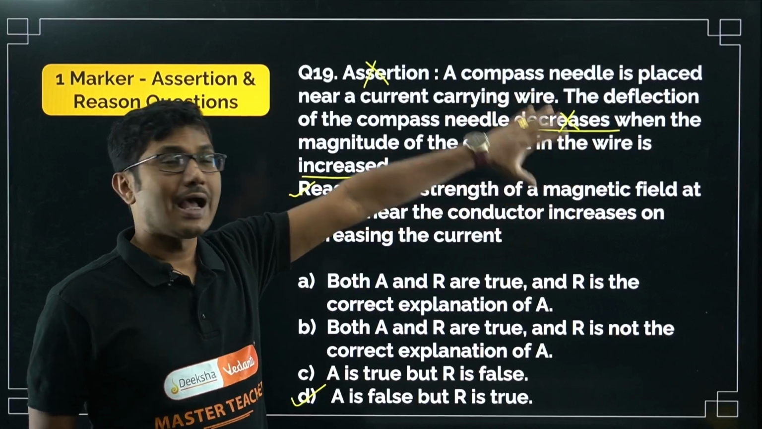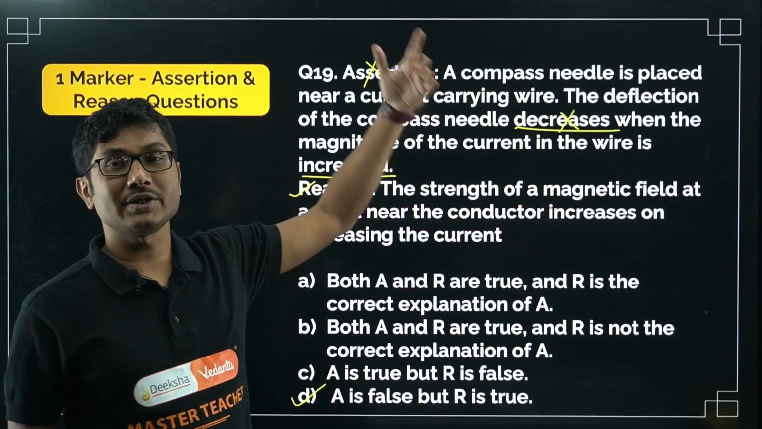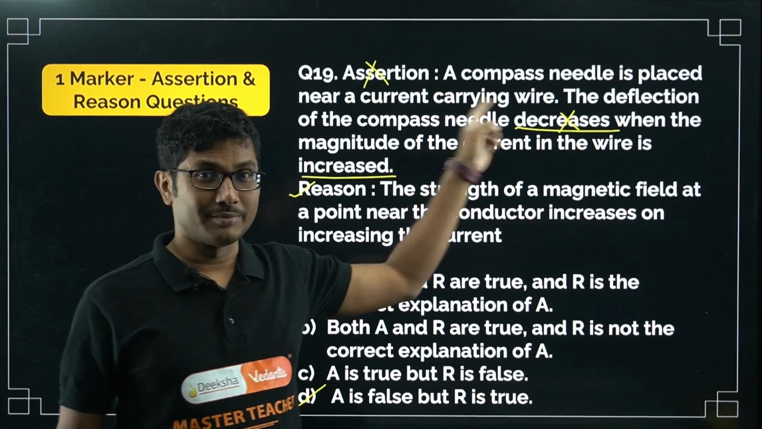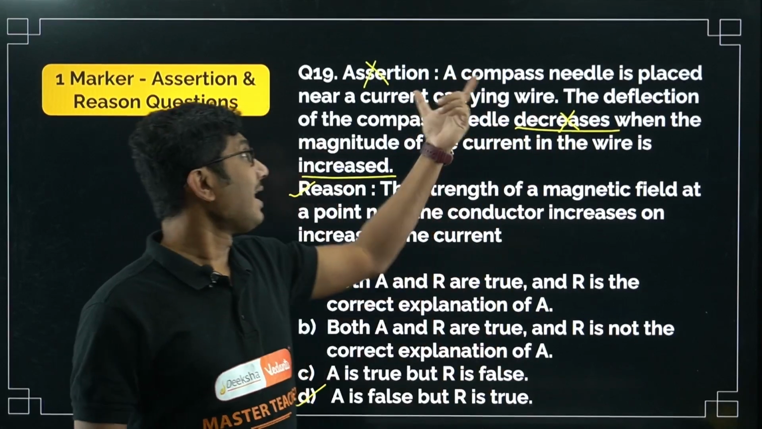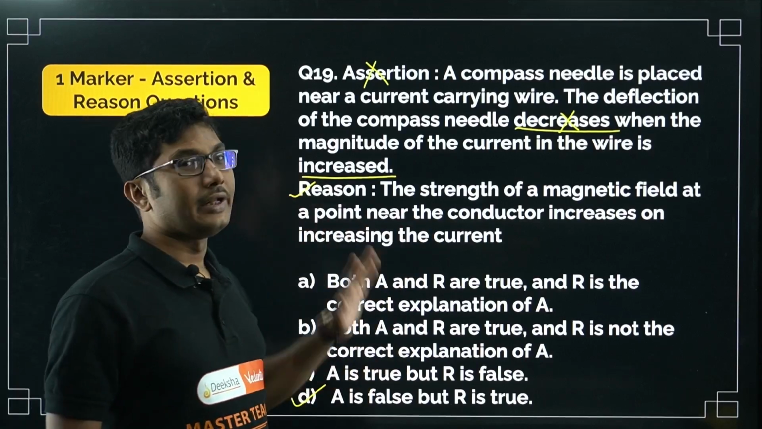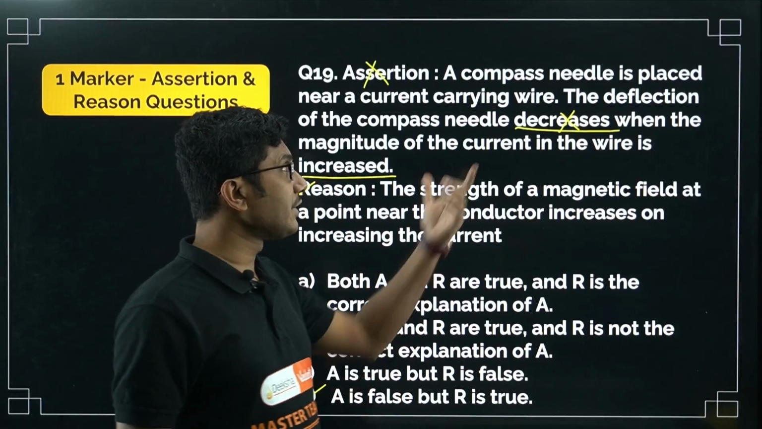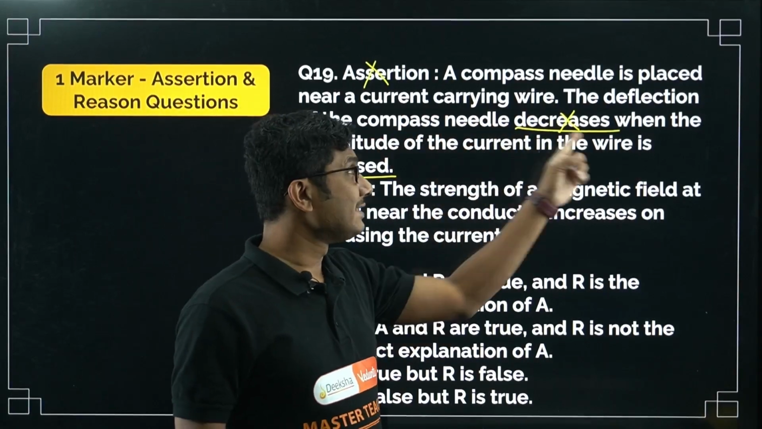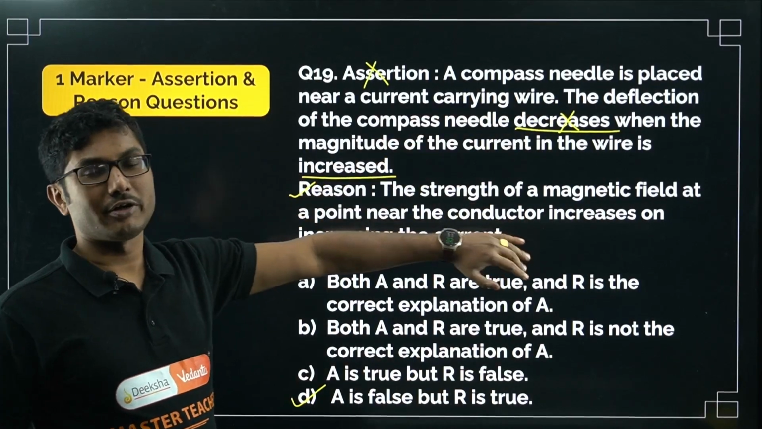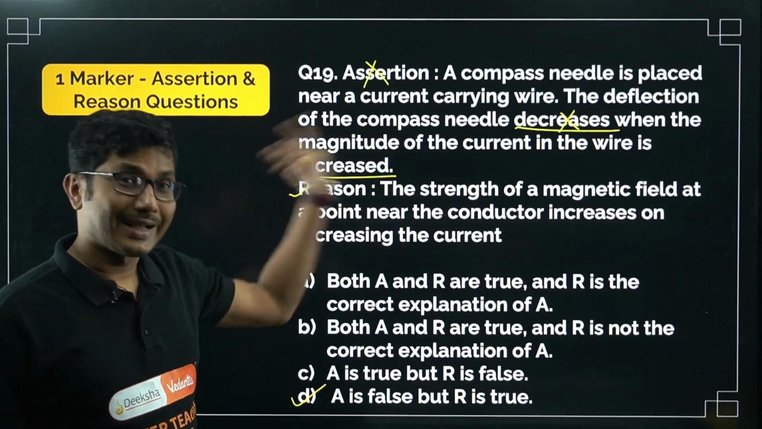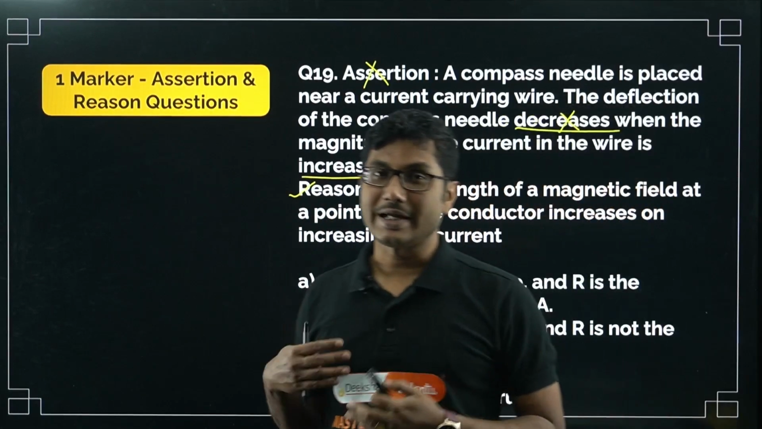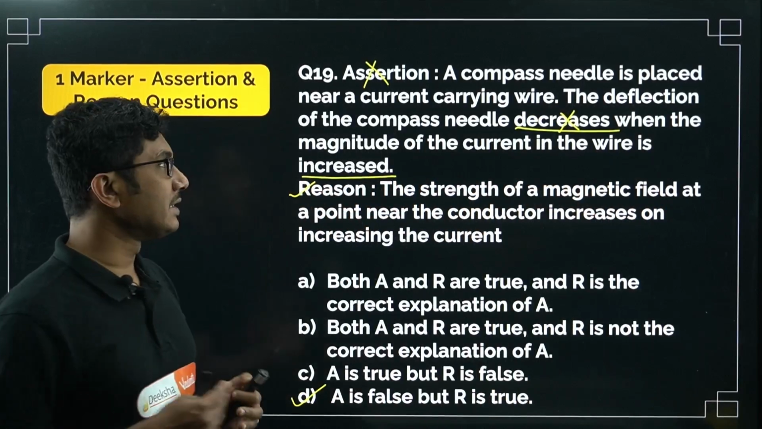Not only that, the reason will be the correct explanation for the assertion, right? But because of this decreases term, only one term makes the assertion incorrect and the reason correct. So be careful in the exam: in case they ask the same question and change this line to increases, then not only is the assertion correct and the reason already correct, but the reason is the correct explanation for the assertion. So you have to understand these kinds of small changes, right?